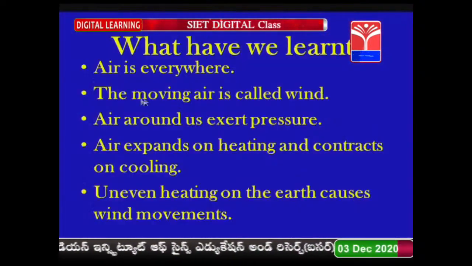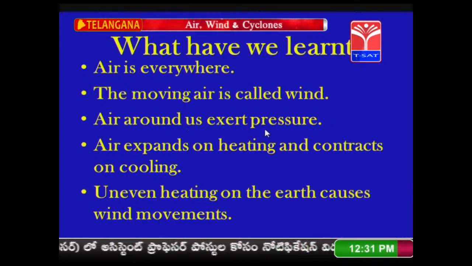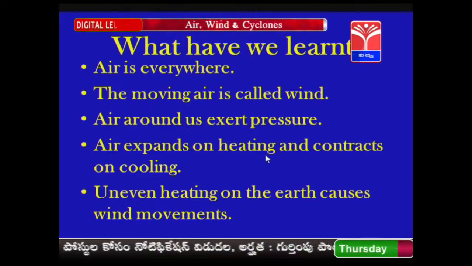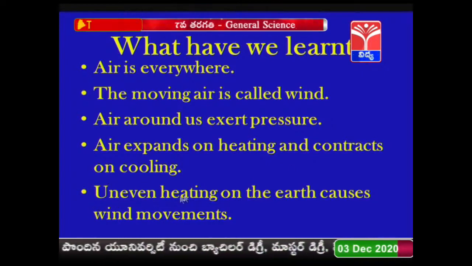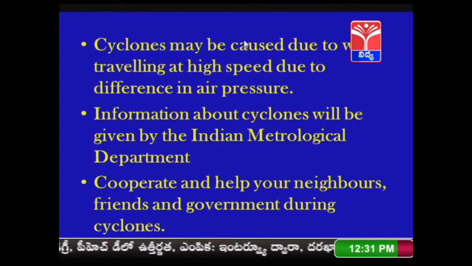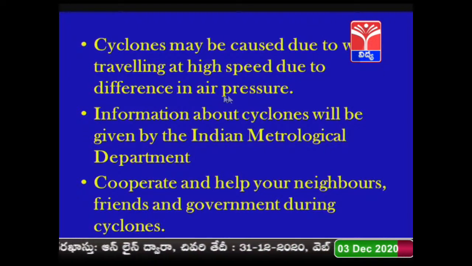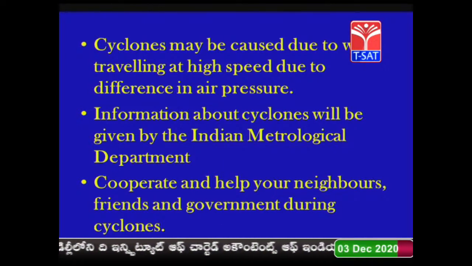Air is everywhere. The moving air is called wind. Air around us exerts pressure. Air expands on heating and contracts on cooling. We also learned that uneven heating on the earth causes wind movements. Cyclones may be caused by winds traveling at high speed due to differences in air pressure. Information about cyclones will be given by the Indian Meteorological Department. Cooperate and help your neighbors, friends and the government during a cyclone.